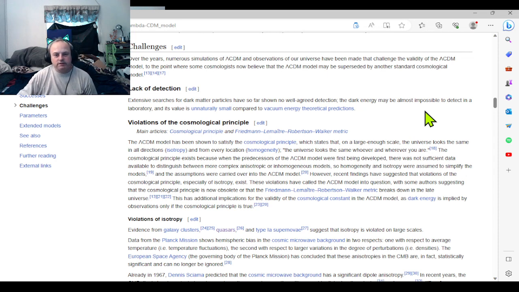However, recent findings have suggested that violations of the cosmological principle, especially of isotropy, exist. These violations have called the ΛCDM model into question, with some authors suggesting that the cosmological principle is now obsolete. Wherever it breaks down in the late universe, this has additional implications for the validity of the cosmological constant in the ΛCDM model, as dark energy is implied by observation. Only the cosmological principle is true.